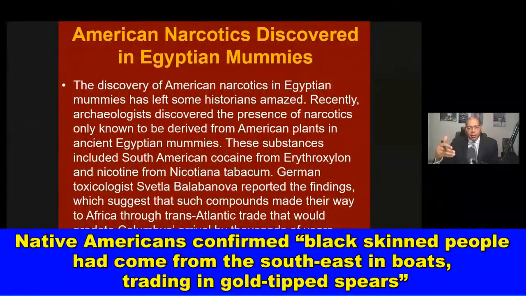Now, the discovery of American narcotics in Egyptian mummies has also left some historians amazed. Recently, archaeologists discovered the presence of narcotics only known to be derived from American plants in ancient Egyptian mummies. These substances included South American cocaine from erythroxylon and nicotine from Nicotiana tabacum. German toxicologist Svetlana Balabanova reported the findings, which suggest that such compounds made their way to Africa through transatlantic trade that would predate Christopher Columbus' arrival by thousands of years.